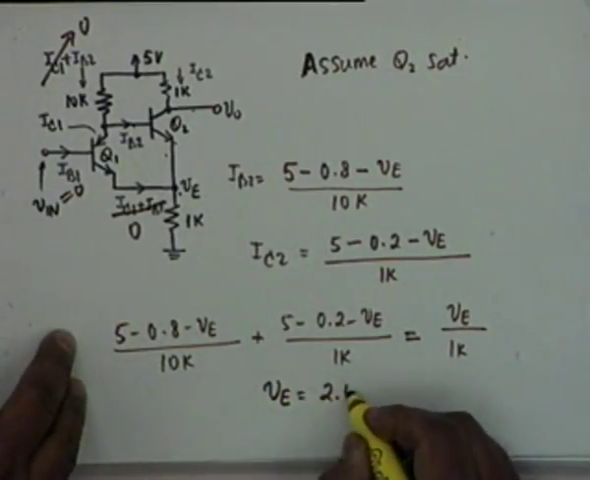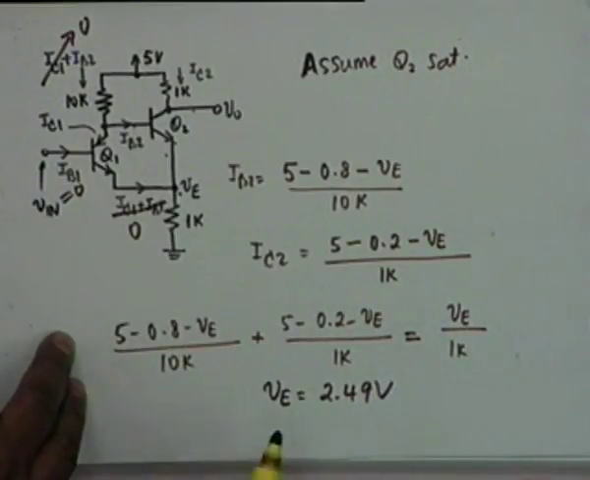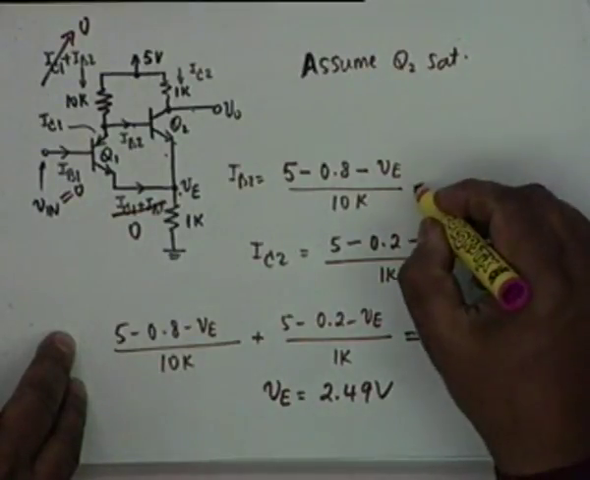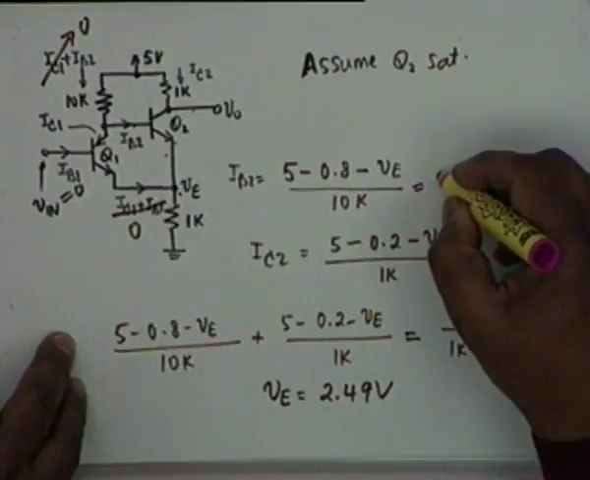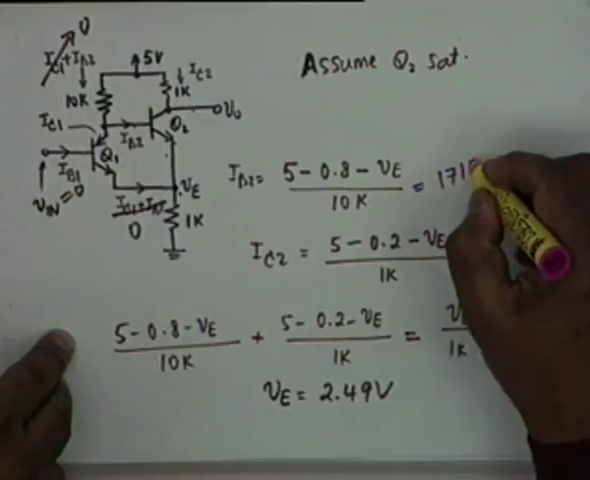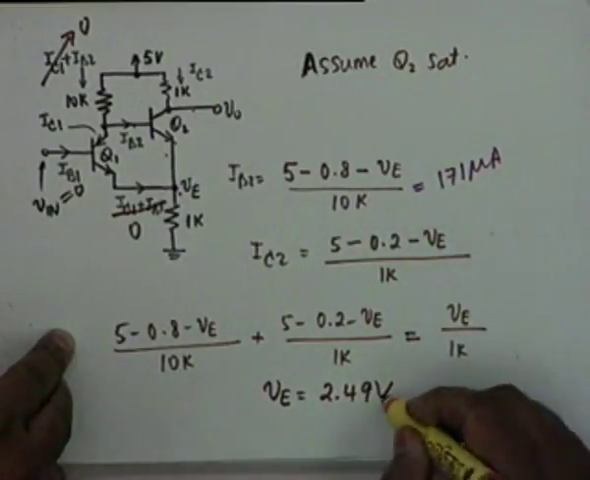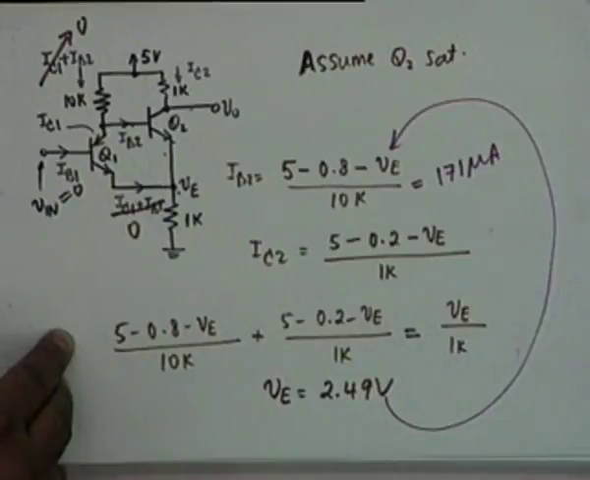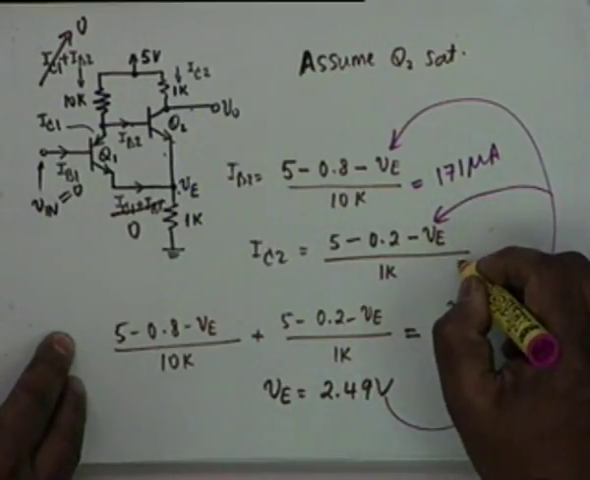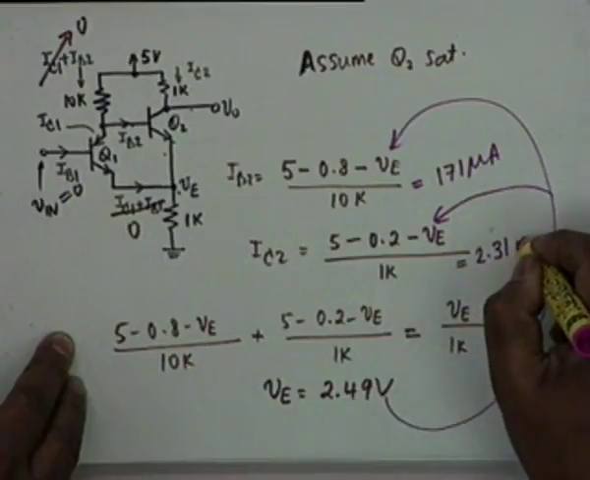VE comes out as 2.49 volt. Okay, and if I know VE, then I can find IB2, right? If I know VE and I substitute here, I find IB2. Is the point clear? Yes, sir. This is 171 microampere. On the other hand, IC2, if I substitute again here, comes out as 2.31 milliampere.